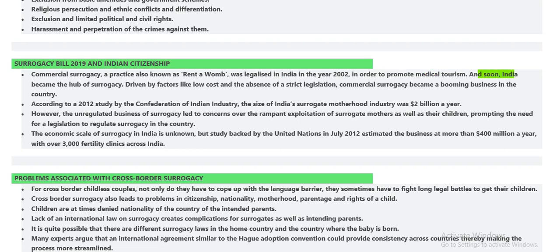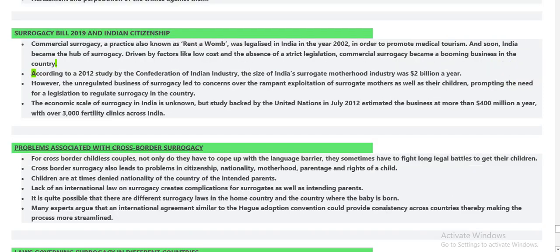Harassment and perpetration of the crimes against them. Surrogacy Bill 2019 and Indian citizenship. Commercial surrogacy, a practice also known as rent-a-womb, was legalized in India in the year 2002, in order to promote medical tourism. And soon, India became the hub of surrogacy.